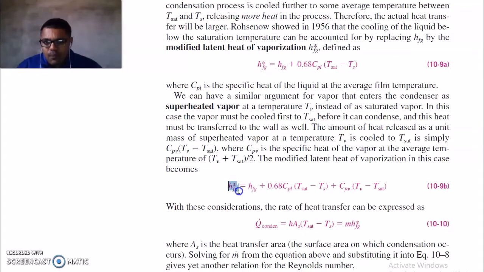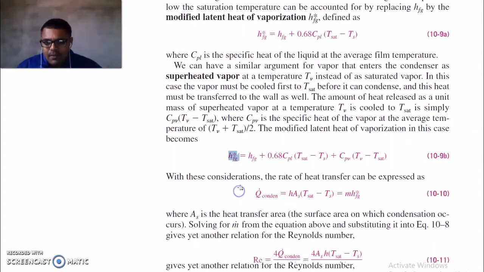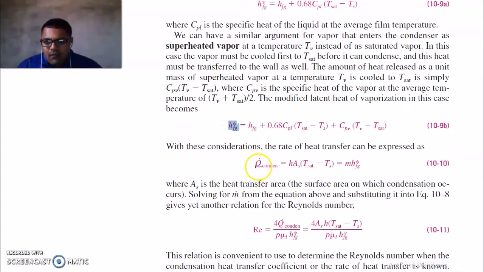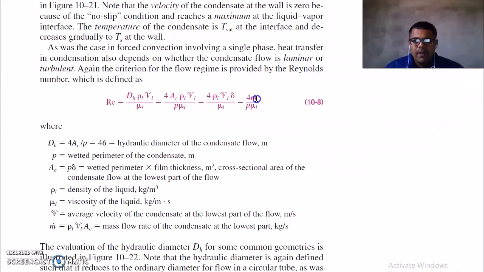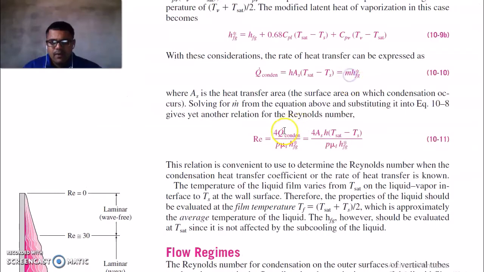when your superheated vapor will enter into the tube, and the heat of condensation in this case is equal to h into As into T saturation minus Ts, which is equal to mass flow rate into hfg star. Now replace this mass flow rate in the Reynolds number from this equation in terms of heat transfer and hfg star, the modified heat of vaporization. So this equation will become this.